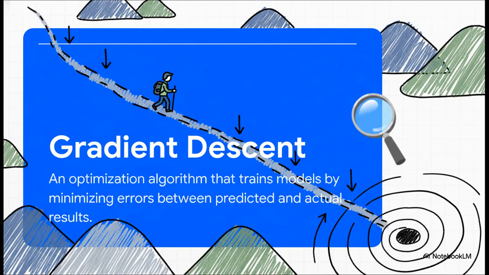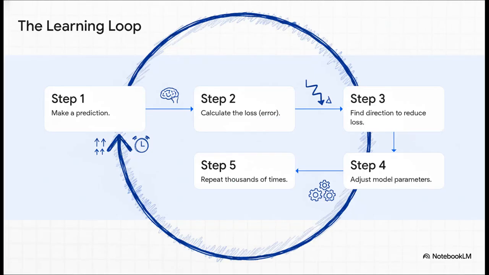And the best way to picture it is to think of a hiker trying to get to the bottom of a valley. The loss value, that's your altitude. Obviously, you want to get to the lowest point. So what does gradient descent do? It looks around, figures out which direction is downhill, and tells you, hey, take a small step that way. In this whole process, it becomes a learning loop.